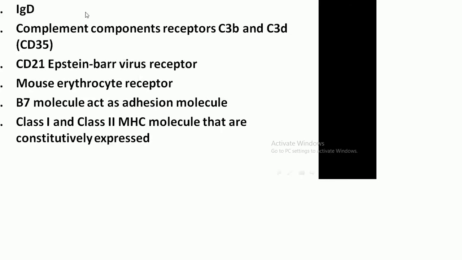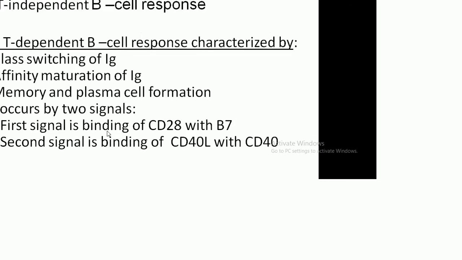On the surface receptor: IgM, IgD, complement receptor CD35, CD21, Epstein-Barr virus receptor, mouse erythrocyte receptor, B7 molecule, class 1 and class 2 MHC molecules that are constitutively expressed on the cell surface. B cell responses and activation occur by two types: T-dependent B cell response and T-independent B cell response.